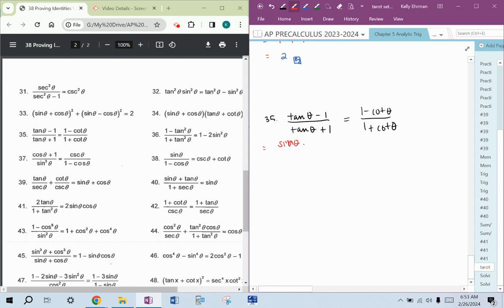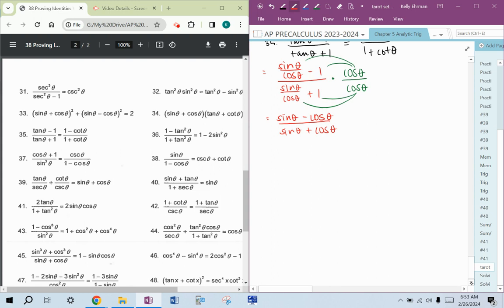So sine theta minus 1. Oh, no, sorry. I was distracted by my bad pen writing there. So sine theta over cosine theta minus 1 over sine theta over cosine theta plus 1. I'm going to use the multiply by 1 trick, which clears out the complex fraction. Multiply by cosine theta over cosine theta and distribute that through each term, top and bottom. So that's going to make this sine theta minus cosine theta over sine theta plus cosine theta.